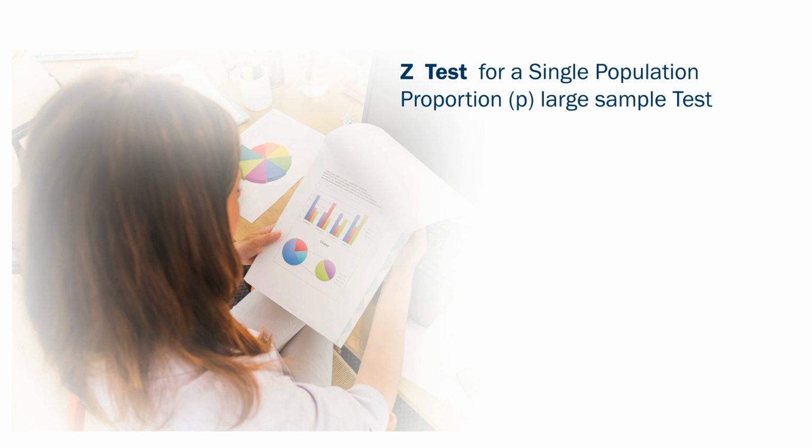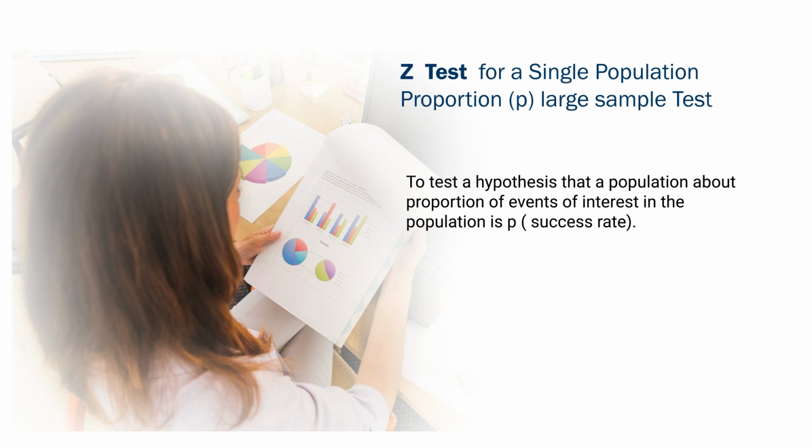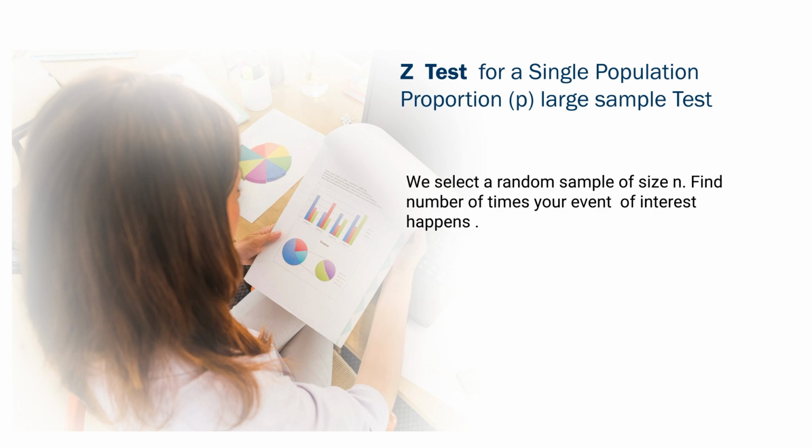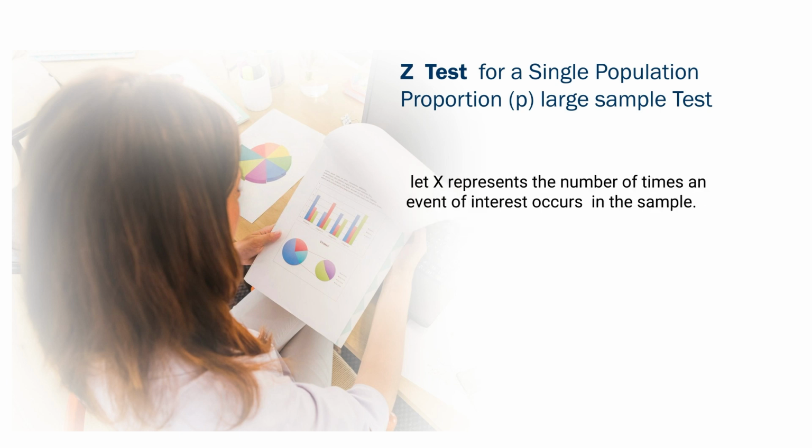Coming to the application of Z-test for a single population proportion. Now, this is based on a large sample test. We will look at the assumptions for the large sample test later on. To test a hypothesis that the population proportion of events of interest in the population is P, which we call the success rate, we select a random sample of size n and find the number of times the event of interest happens. Let us denote the number of successes, the number of times an event of interest occurs in the sample, as x.